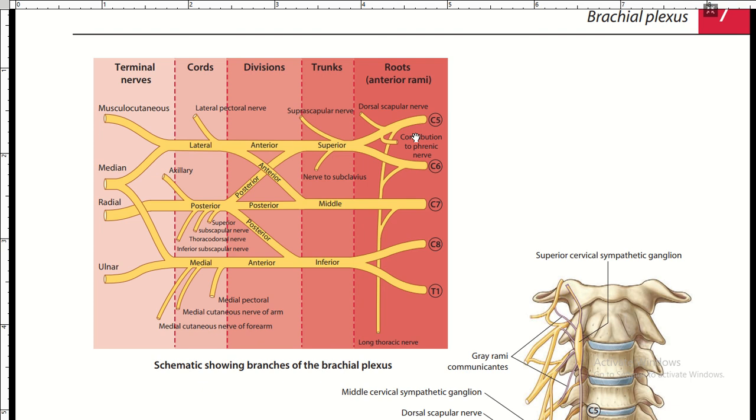So that's everything for today about the brachial plexus. Follow into our next lecture as we move on to the musculocutaneous nerve, the median nerve, the radial nerve, and the ulnar nerve, as well as the muscles that they innervate. Stay tuned.